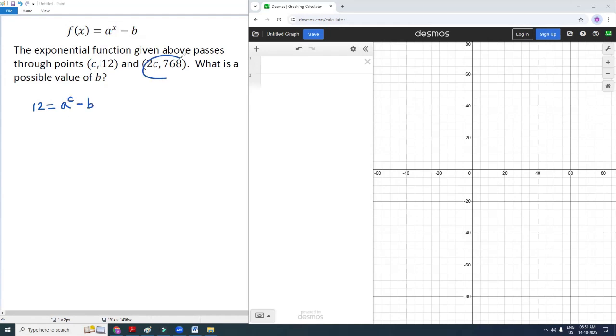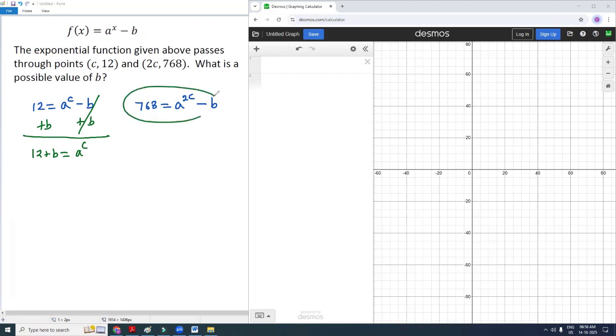Now let me plug the second point into the function. We plug in the y-coordinate 768 for f of x. We get 768 equals a to the power of, for x, we plug in 2c negative b. Let's solve for a to the power of c in the first equation. Let me add b to both sides. Then the negative b and positive b cancel out. I am getting 12 plus b on the left side, and on the right side a to the power of c.